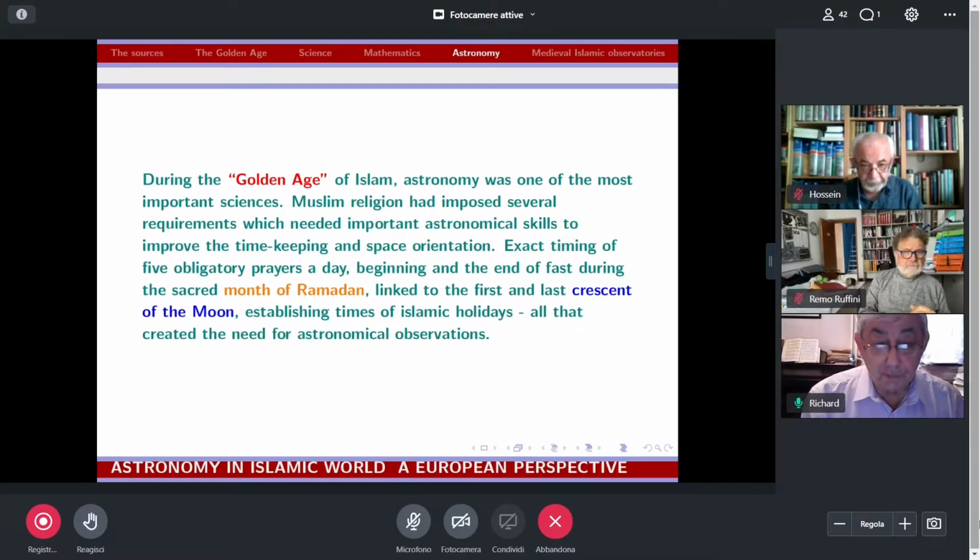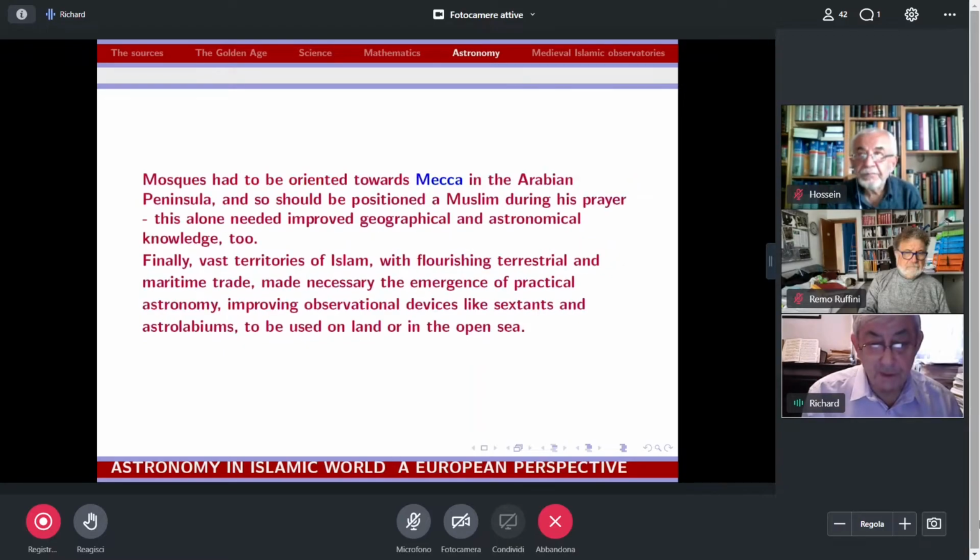So now astronomy. Of course, during the Golden Age, astronomy was one of the most important sciences. Of course, it was very tightly mixed with astrology, because people at that time everywhere believed in the influence that planets can exert on human behavior and what happens on Earth. But of course, the religion was also very important, because the exact timing of five obligatory prayers a day, the beginning and the end of fast during the month of Ramadan, linked to the first and last crescent of moon, establishing times of Islamic holidays, all that created the need for astronomical observations.